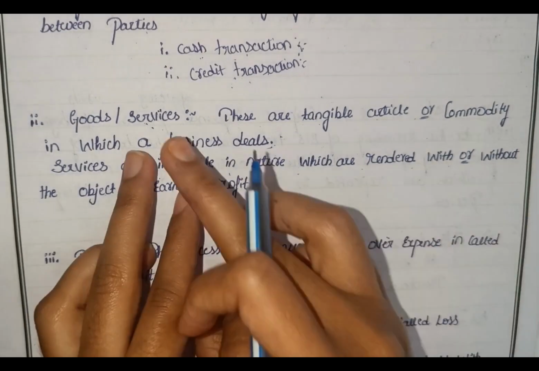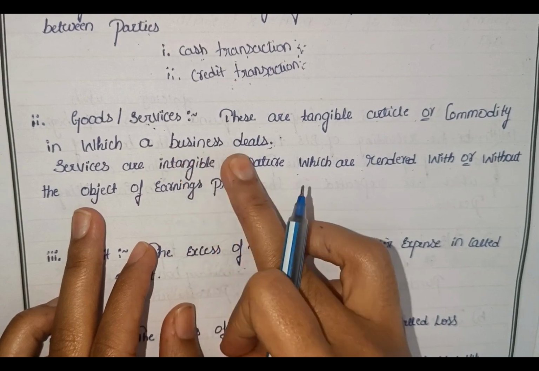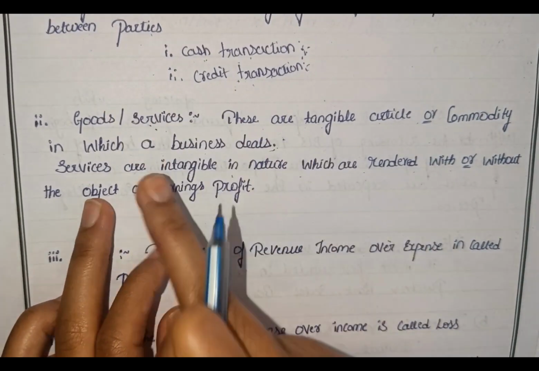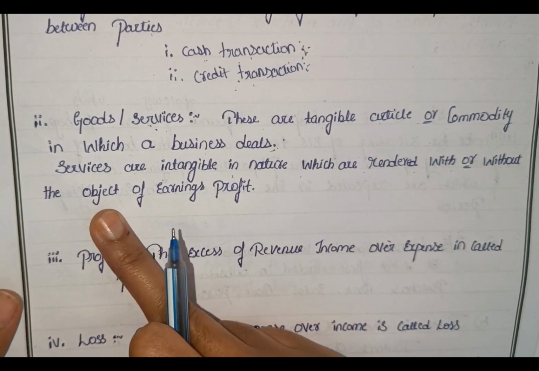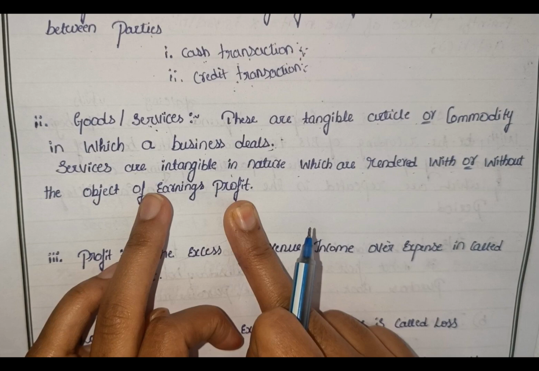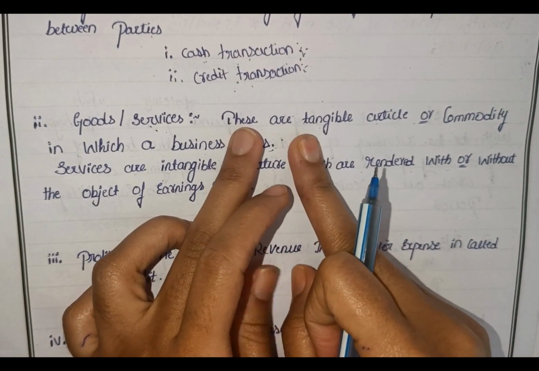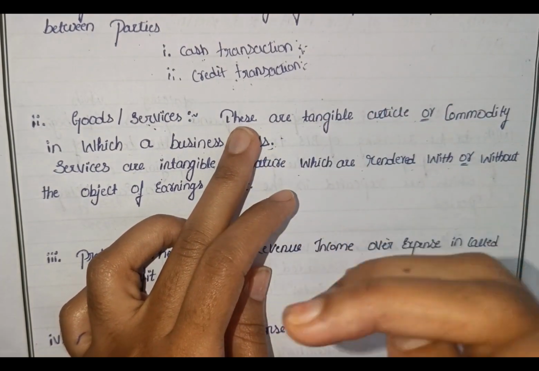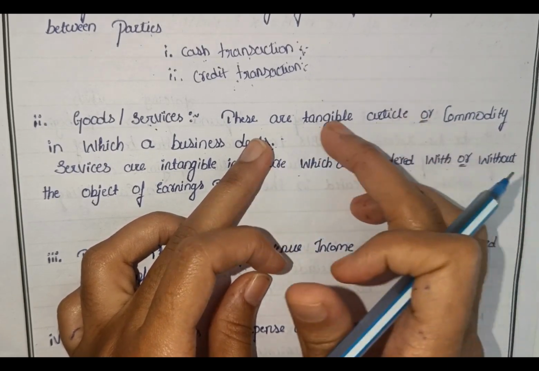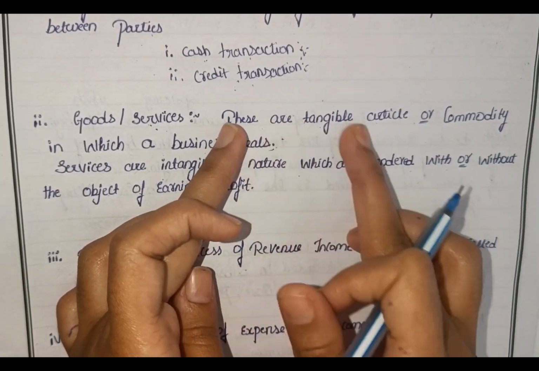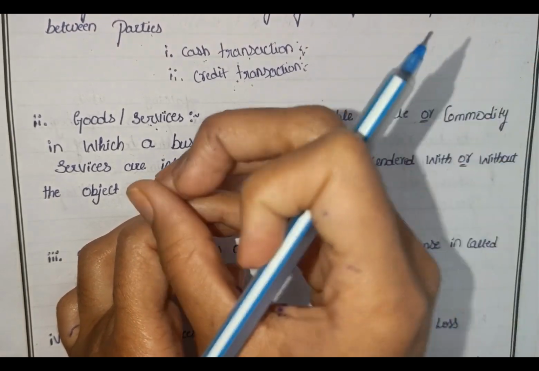Next is goods or service. Tangible articles or commodities in which a business deals are called goods. Services are intangible in nature, which are rendered with or without the object of earning a profit. Goods differ from one company to another company. For example, a machine manufacturing company produces machines. What are their goods? Machines. They are producing the machines, so machines are their goods.